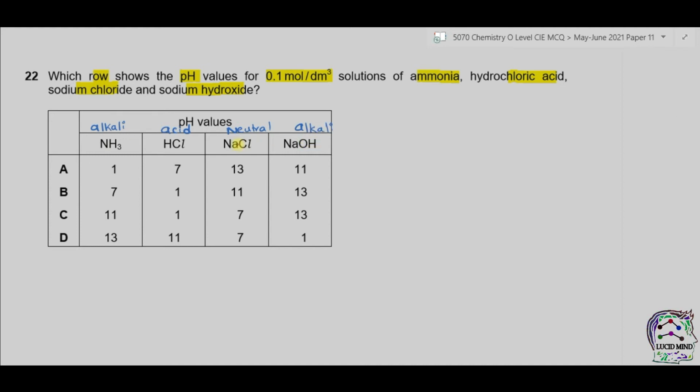So we can say that as NaCl is neutral, its pH will be 7, as 7 pH represents neutral. The alkali is strong, so therefore its pH should be 13, not 1. HCl is a strong acid, so therefore its pH will be nearer to 0. It should be 1, not 11. And ammonia is an alkali, so therefore its pH should be 11. As it is less strong as compared to NaOH, it cannot be 13. The correct answer is part C.